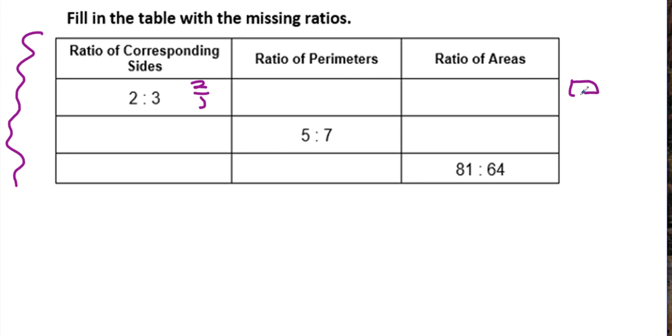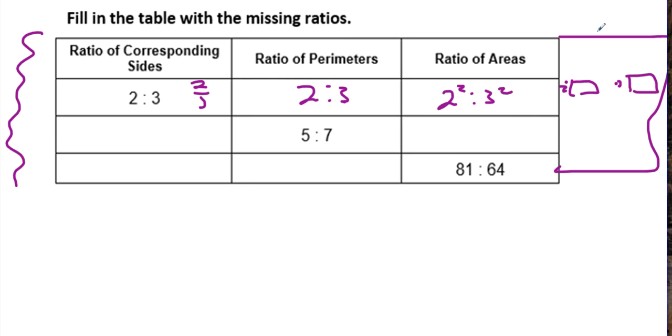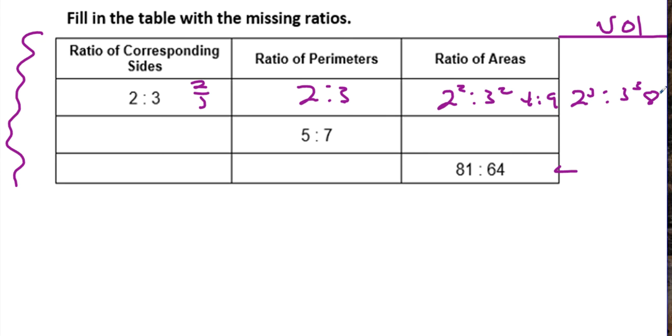imagine having a rectangle with a side of 2 and a bigger rectangle with a side of 3. So the ratio of one side over another is 2 to 3. The ratio of the perimeters is going to stay the same at 2 to 3. But for the ratio of the areas, we're going to square it: 2 squared to 3 squared. And the ratio of the volumes is going to be 2 to the 3rd to 3 to the 3rd. This is going to be 4 to 9, and this is going to be 8 to 27.